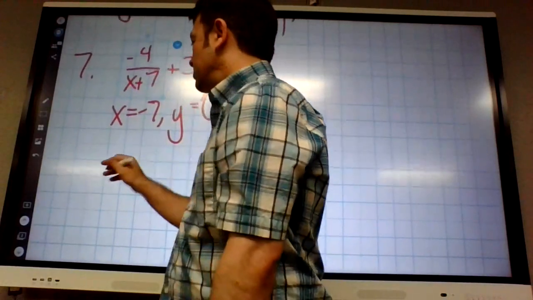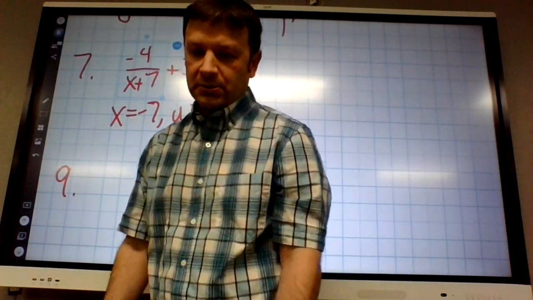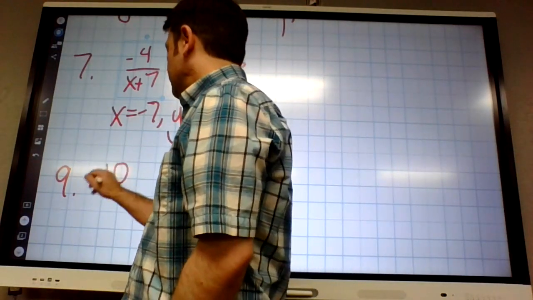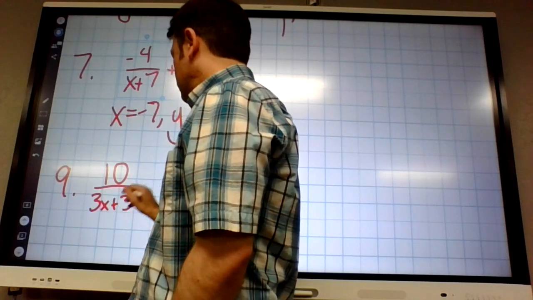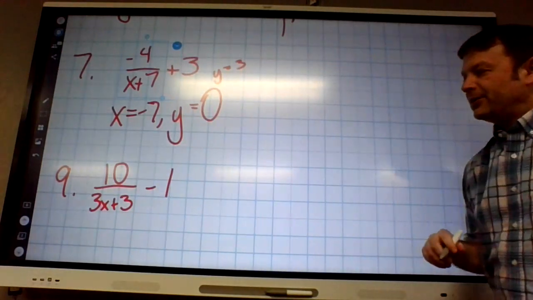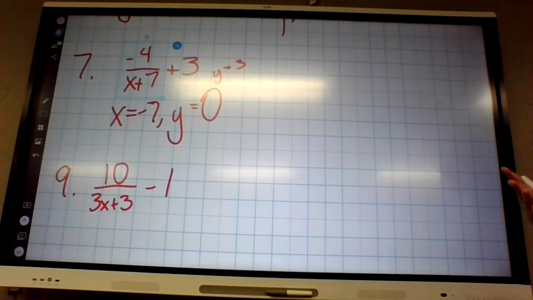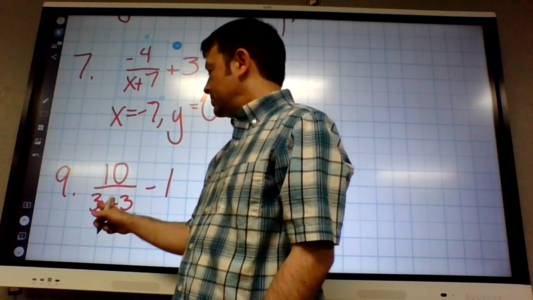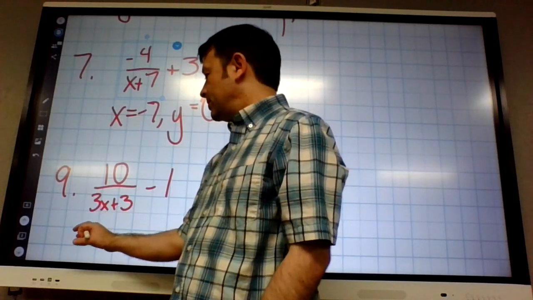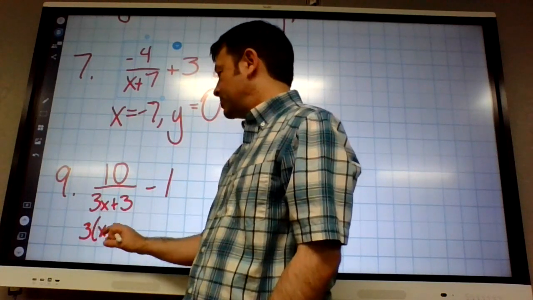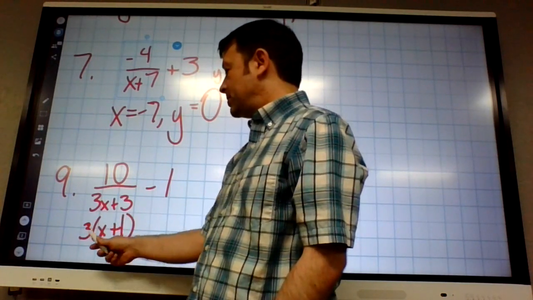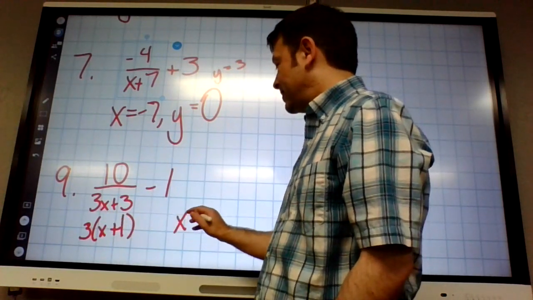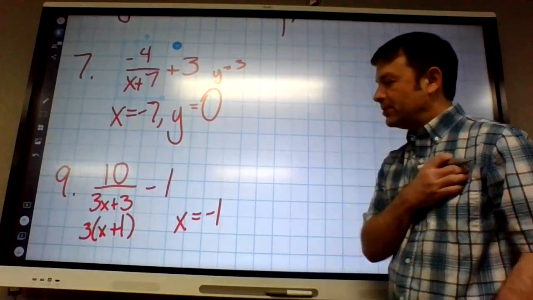Okay, number 9. 10 over 3x plus 3 minus 1. Okay, so kind of the question is, what would make the denominator 0? That's going to be our vertical asymptote. So notice we could take a 3 out, right? If I took a 3 out, I'd get x plus 1. So what x value would make the denominator 0? -1. So x cannot equal -1, so that's why it's the vertical asymptote.